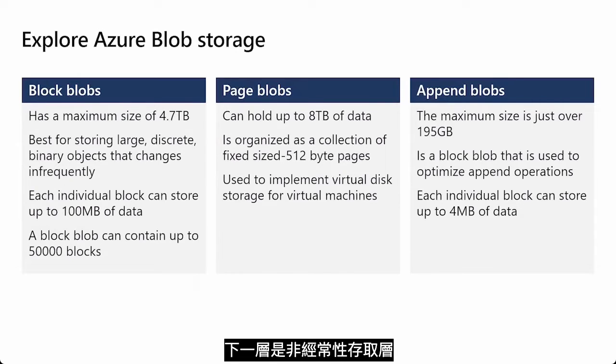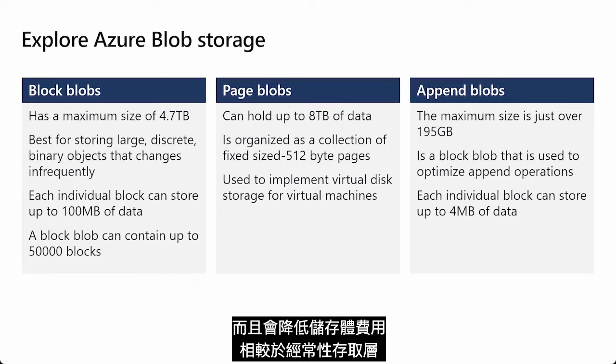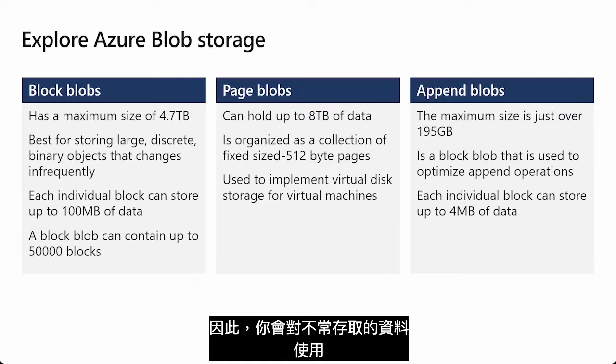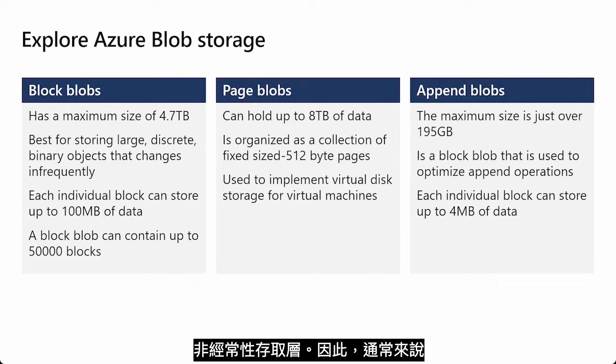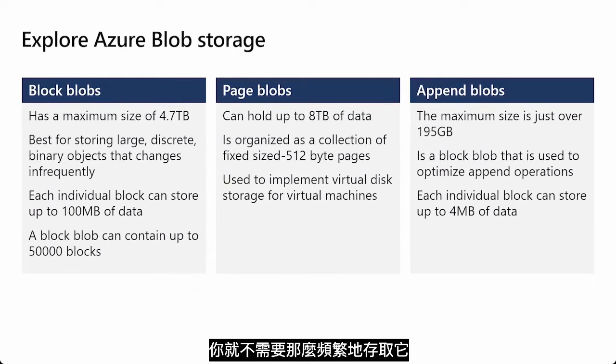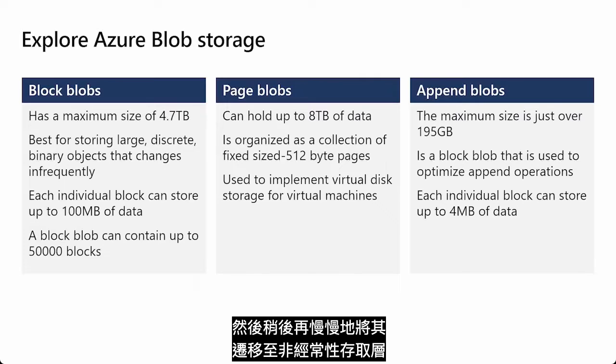The next tier is the cool tier. This tier has lower performance and incurs reduced storage charges compared to the hot tier. So you use the cool tier for data that is not accessed as frequently. It's commonly used for newly created blobs that need to be accessed quite frequently at first. So you store that in the hot tier, but as time passes, you don't need to access it as frequently. In this kind of situation, you can create the blob in the hot tier first and then slowly migrate it to the cool tier later on. And this will help you save on some of those storage costs.